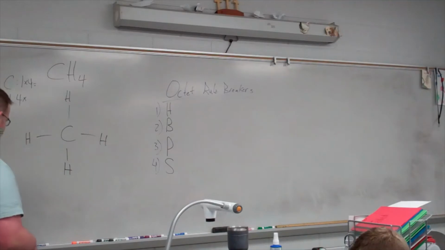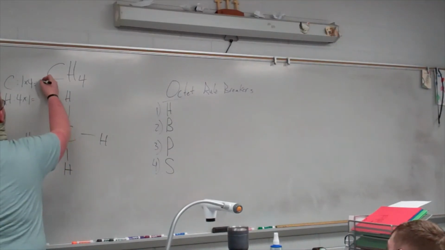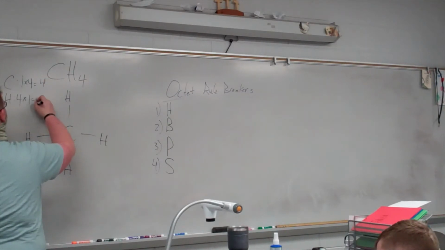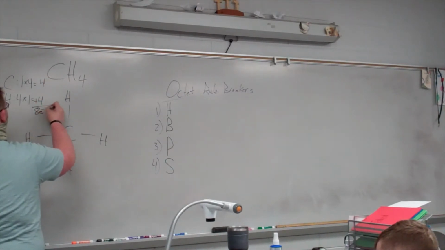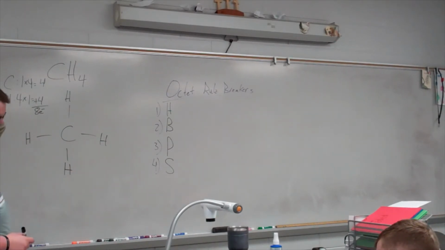What about hydrogen? Why 1? First column. Okay, so 4 and 4. Add them together, you get 8. I can only show 8 electrons. So now what do we do?